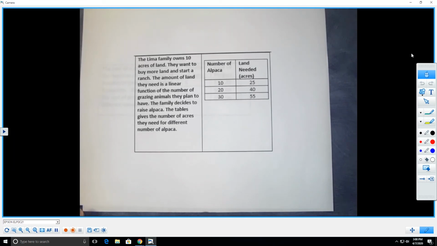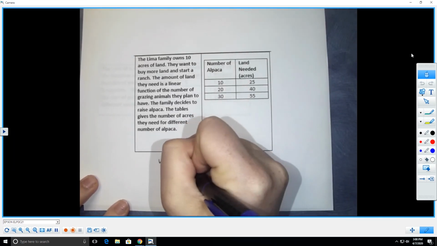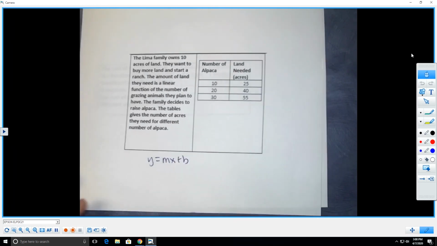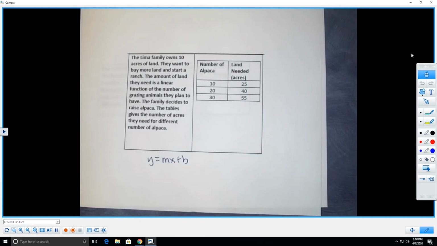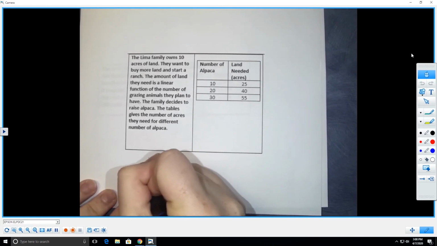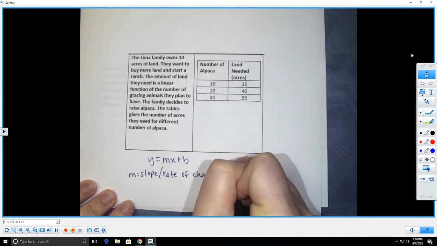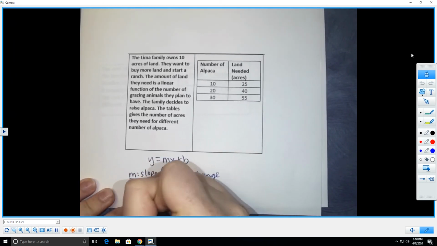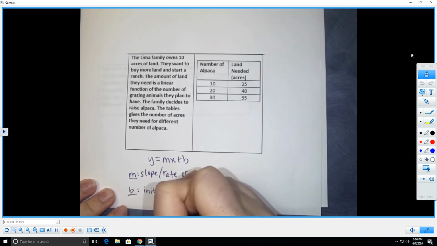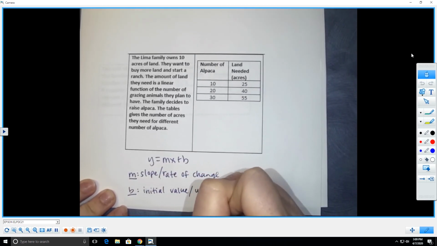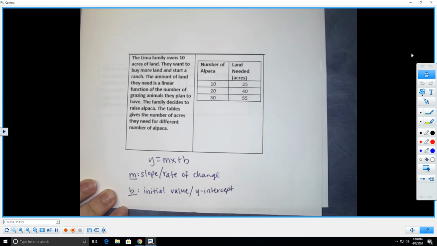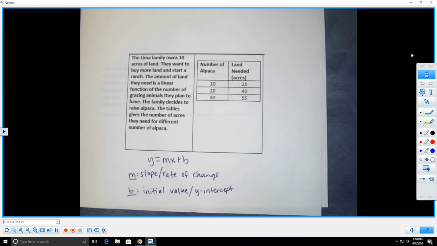Recall what we were talking about, the y equals mx plus b form, where m is the slope or rate of change, and b is the initial value or y-intercept. So since we have a table of values, we can write ordered pairs like we did at first. Take a minute to look again at the table and write all the ordered pairs.